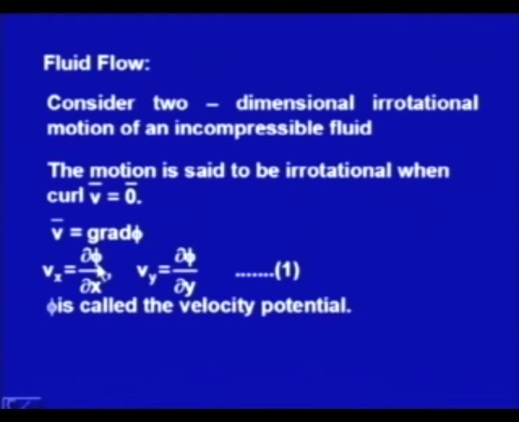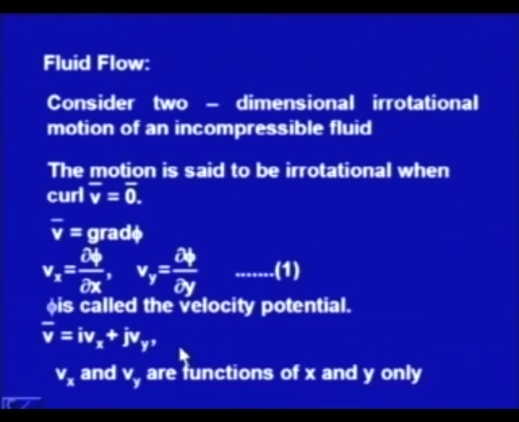Now, such a function phi is called the velocity potential, and we write velocity V bar as the x component in the i direction plus the y component in the j direction. So, we write V bar as i Vx plus j Vy. Vx and Vy are functions of x and y only, because we are considering 2-dimensional flow, no more z is involved in it.